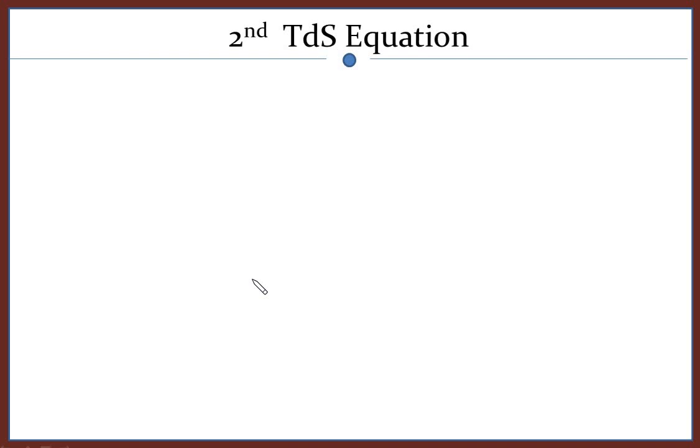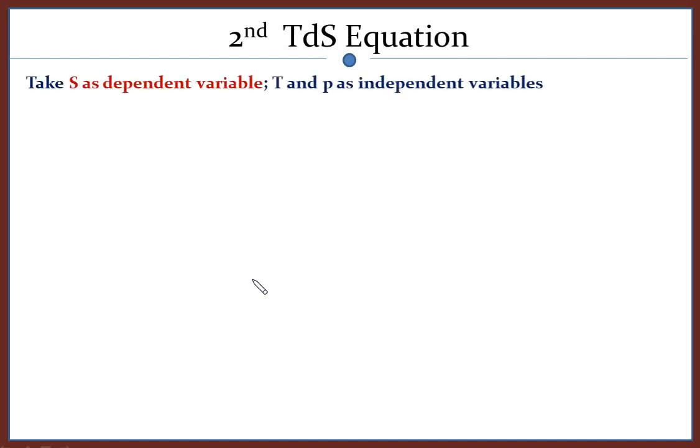Now move to the second TdS equation. Here we will assume S will depend on temperature and pressure. In the first TdS equation we assumed that S depends upon temperature and volume. So we can simply write S as a function of temperature and pressure.